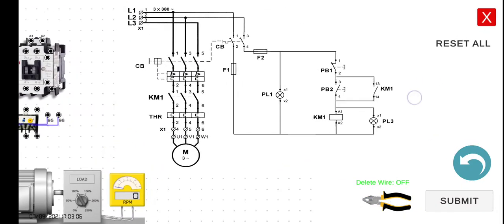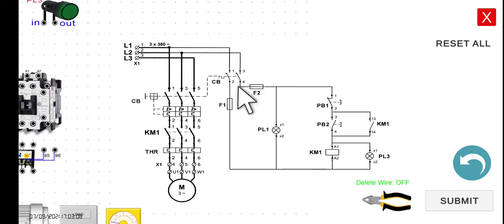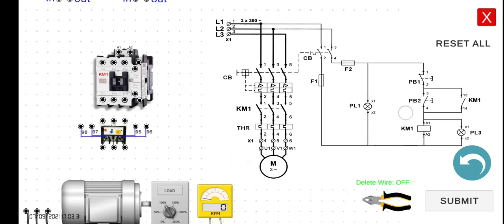The only difference from the previous activity is that we added this pilot lamp here and the pilot lamp here. This pilot lamp will serve as a source lamp, so this will indicate if the circuit breaker is turned on. And this one here is the running lamp. This will indicate if the motor is running, or the magnetic contactor number one is energized. Okay, so let's wire this one.